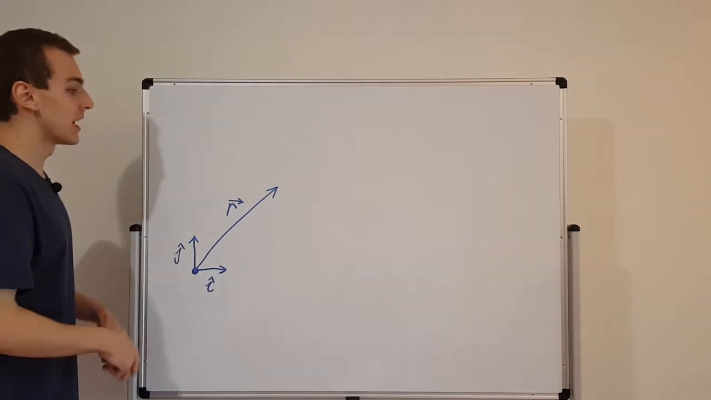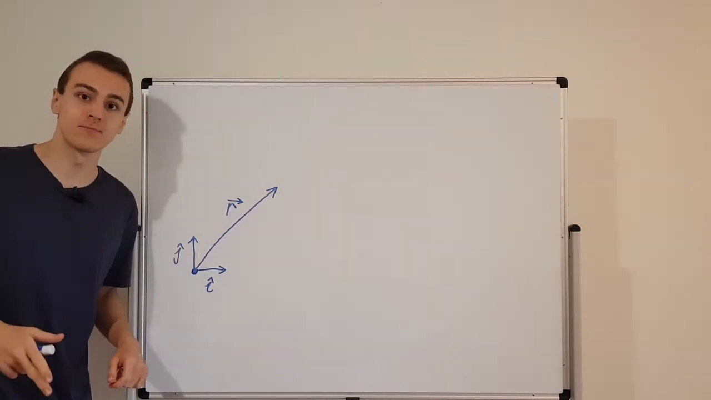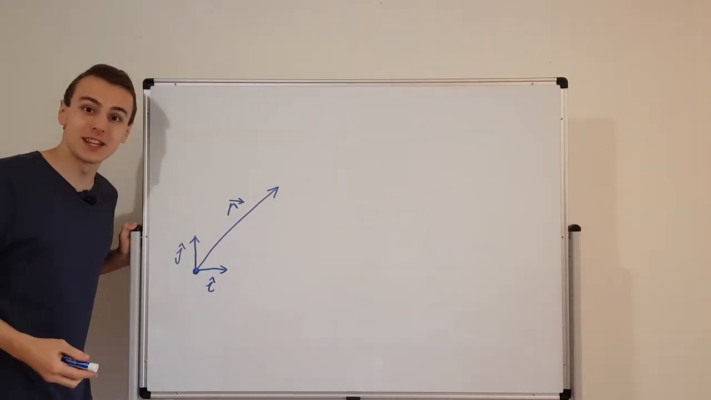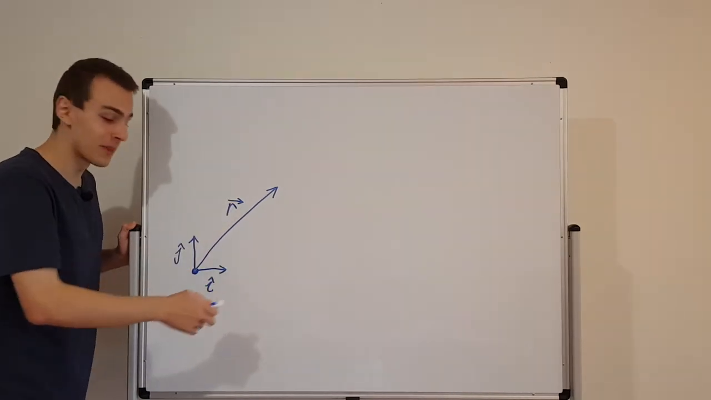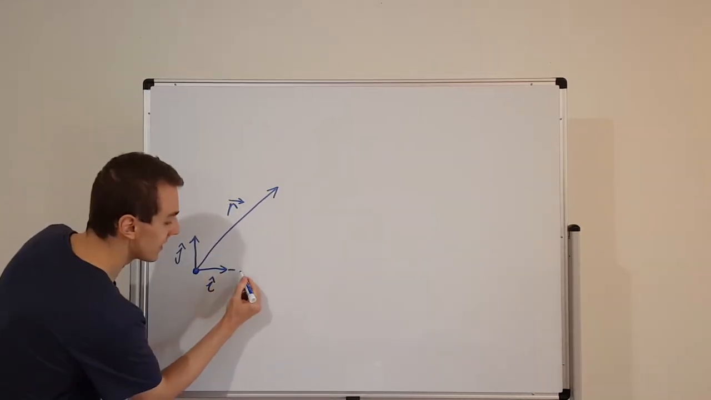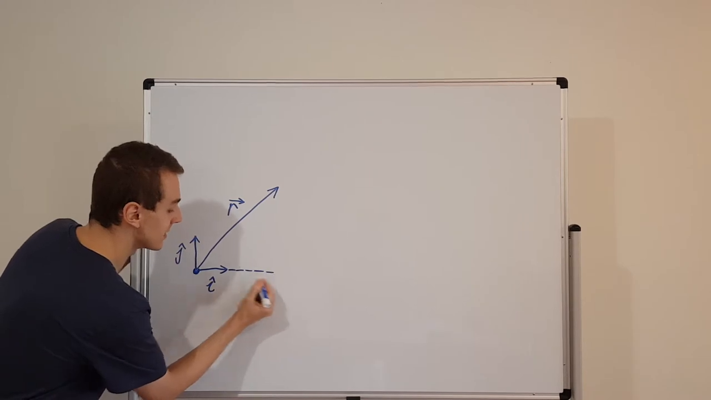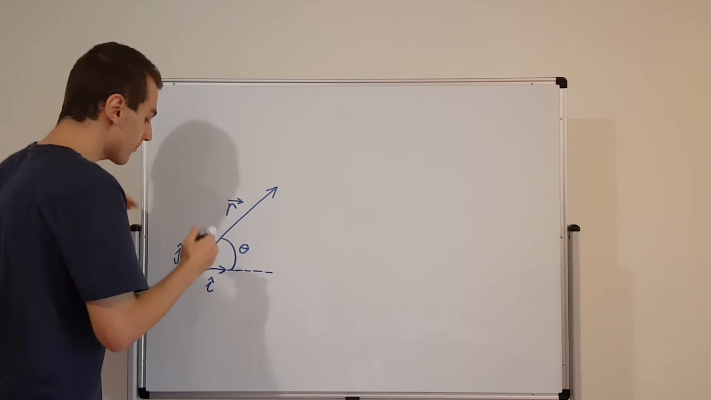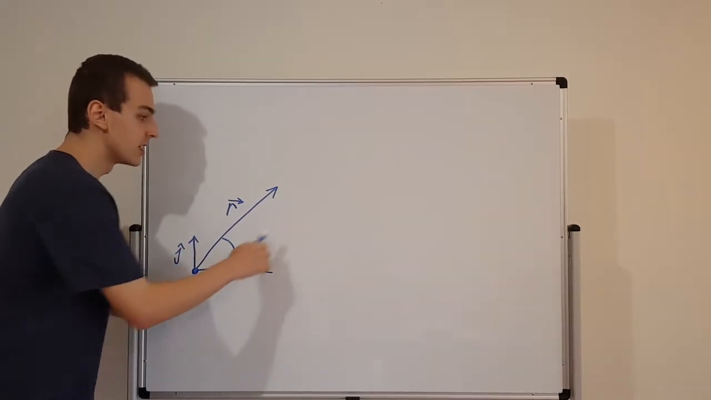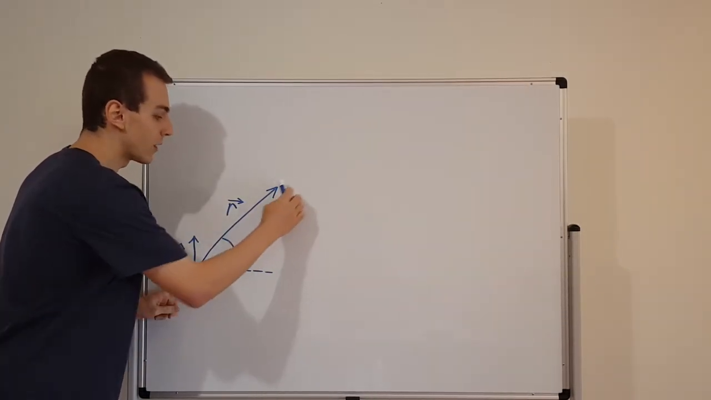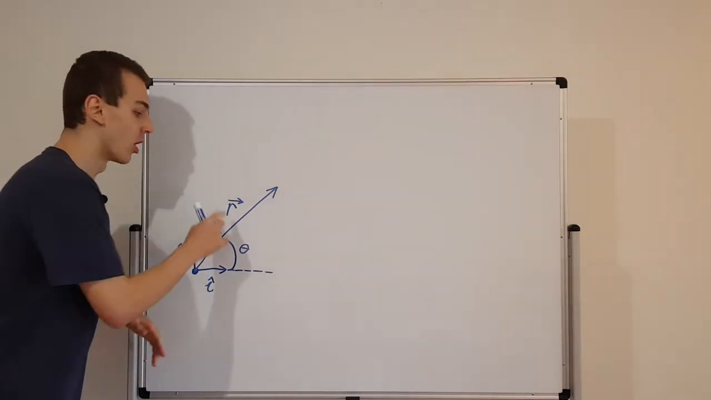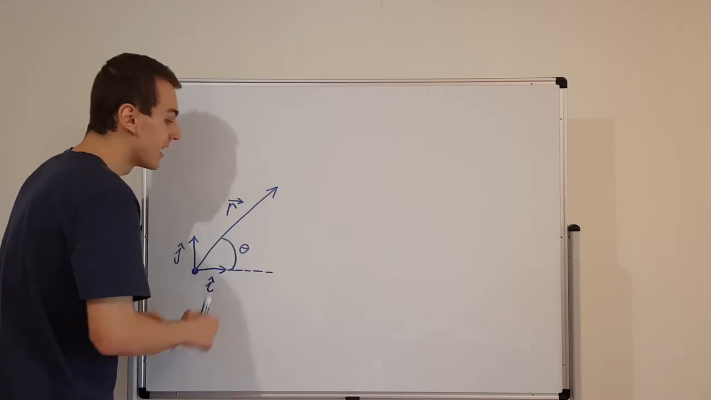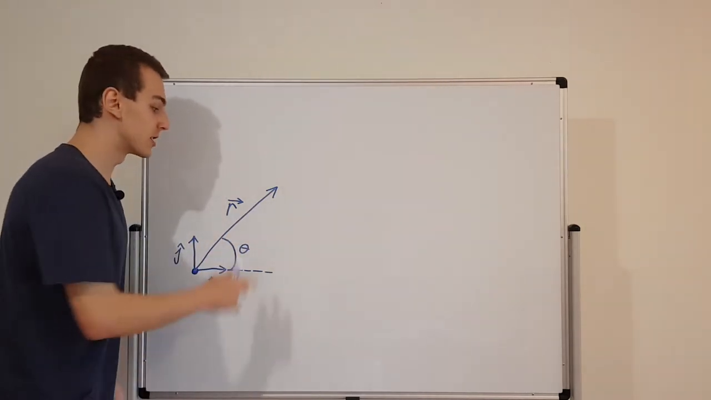Now, let's introduce the unit vectors for polar coordinates. Unlike these two guys, the unit vectors for polar coordinates actually change. They depend on where the angle is. If we extend the positive horizontal axis, we can draw an angle over here, and this angle is theta. The distance from the origin to the tip of this vector is the radial distance. We can call that the magnitude of this vector. If we have the magnitude of the vector and this angle theta, then we have all the information we need to describe this vector.